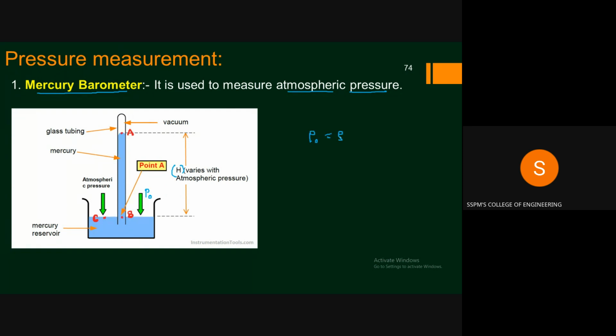P naught is given by the hydrostatic equation, rho g into h. We have to consider rho as the density of the mercury, which is 13,600 kg per meter cube. g is the acceleration due to gravity, and h is the height of the mercury in the tube. With this equation, we can measure the atmospheric pressure.